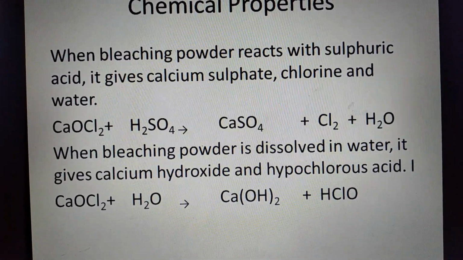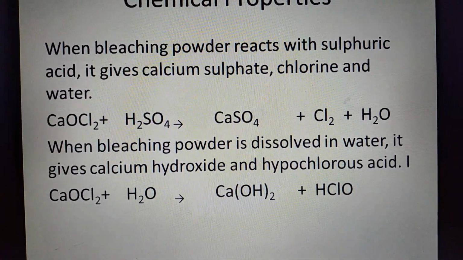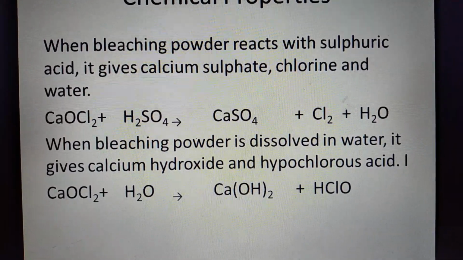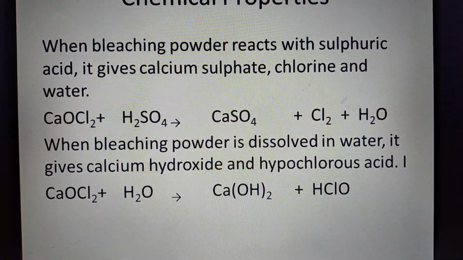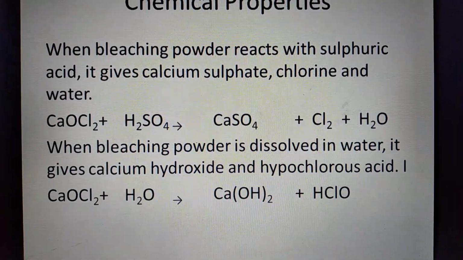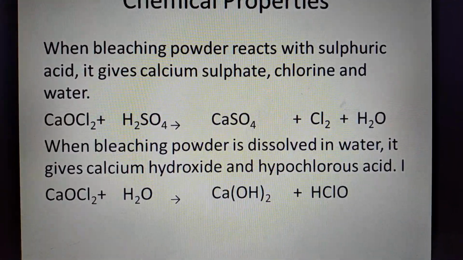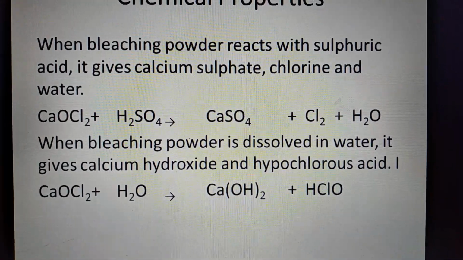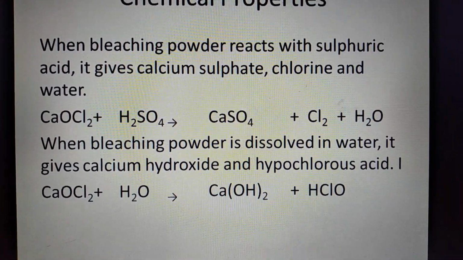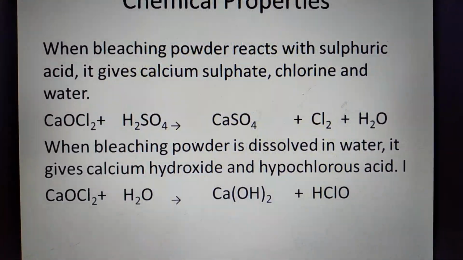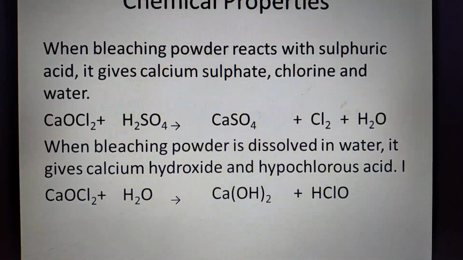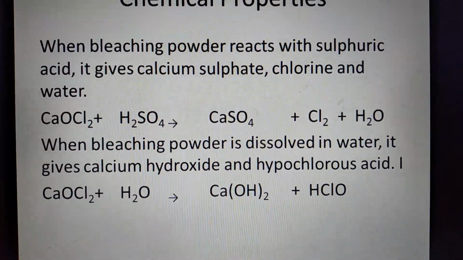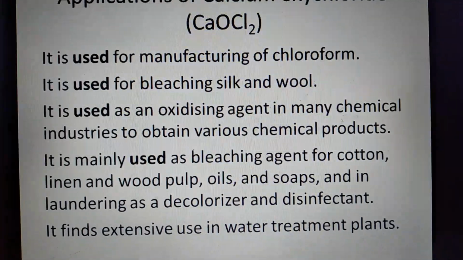When bleaching powder reacts with sulfuric acid, it gives calcium sulfate, chlorine and water. Calcium oxychloride, when it reacts with sulfuric acid, forms calcium sulfate plus chlorine plus water. When bleaching powder is dissolved in water, it gives calcium hydroxide and hypochlorous acid. So calcium oxychloride plus water gives calcium hydroxide plus hypochlorous acid.